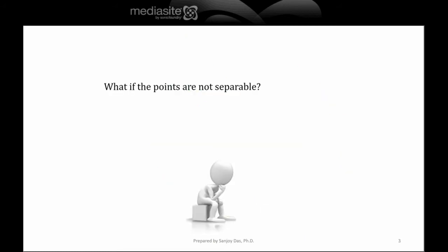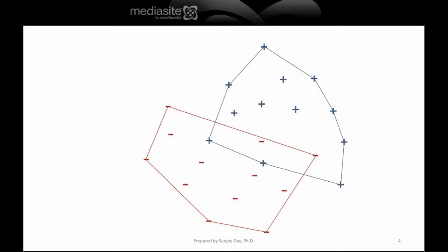But what if the points are not separable by a hyperplane, as in this situation? So here I've surrounded the plus points and the minus points with their convex hulls, and the convex hulls overlap. Therefore, the two regions, the pluses and the minuses, cannot be separated by a hyperplane. So we must allow some kind of error here.